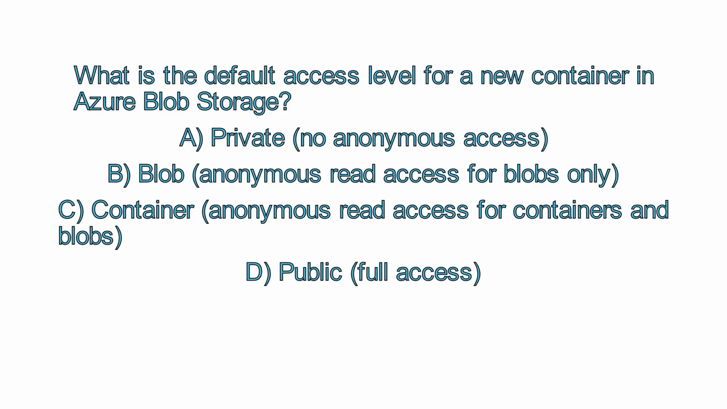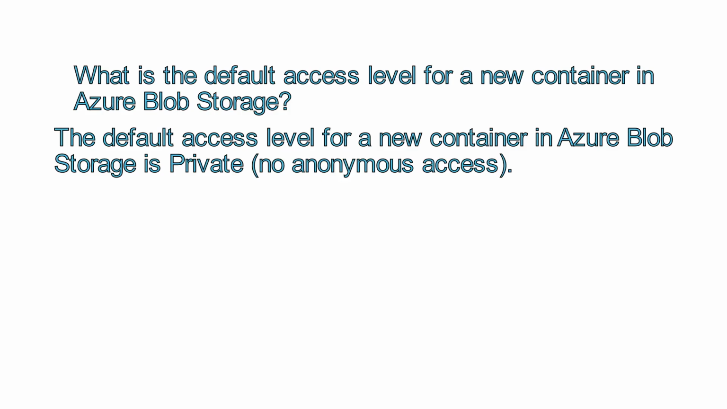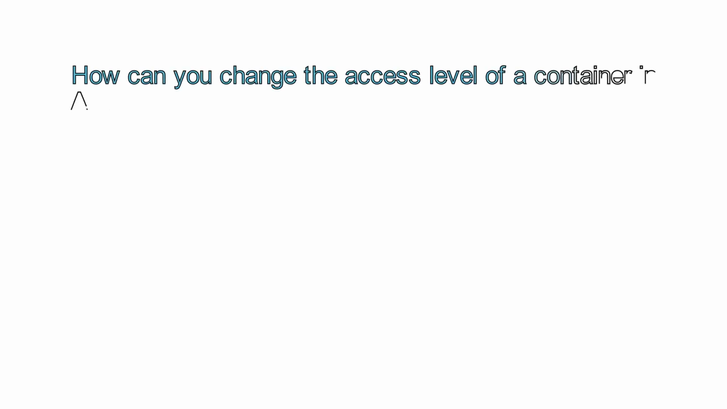The correct answer is A. Private, no anonymous access. The default access level for a new container in Azure Blob Storage is private, no anonymous access. How can you change the access level of a container in Azure Blob Storage?